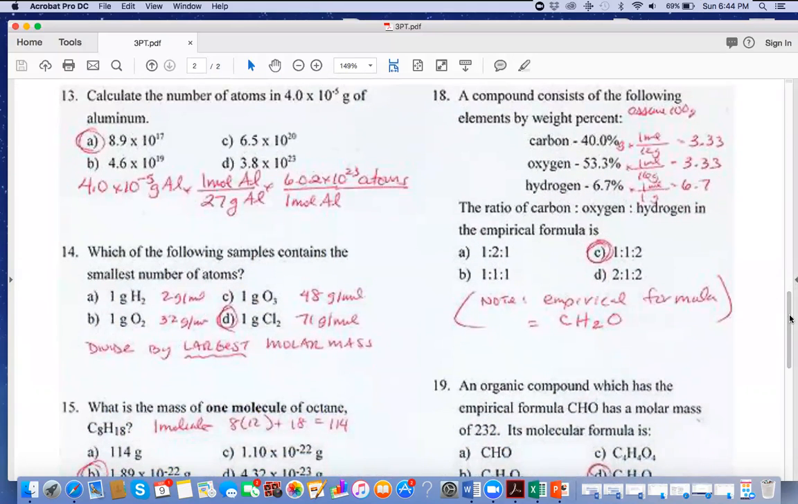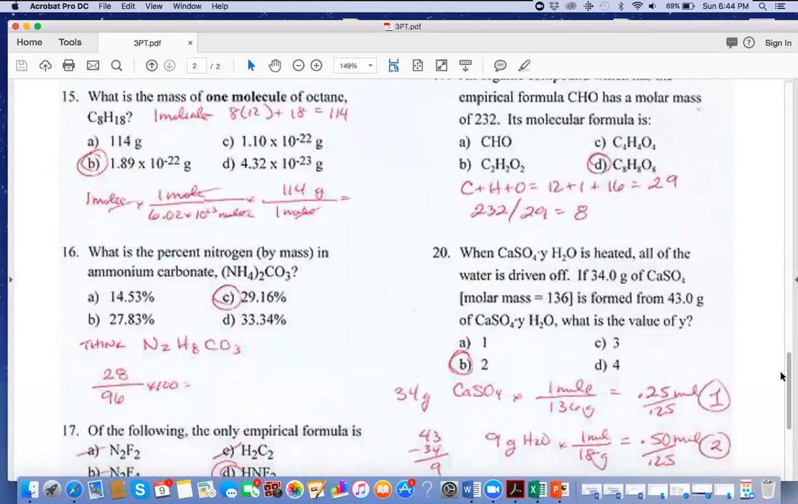Calculate the number of atoms in 4.0 times 10 to the negative 5 grams of aluminum. So 4.0 times 10 to the negative 5 divided by 27 grams multiplied by 6.02 times 10 to the 23rd atoms. Through dimensional analysis, that gets me 8.9 times 10 to the 17th. Which of the following samples contains the smallest number of atoms? In this case, divide by the largest molar mass, and so that would be D, 71 grams per mole.